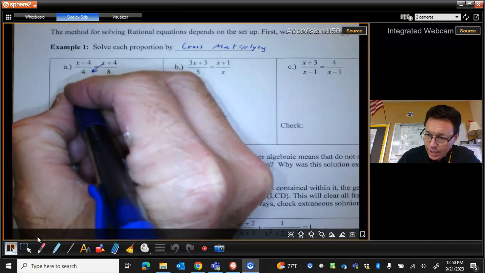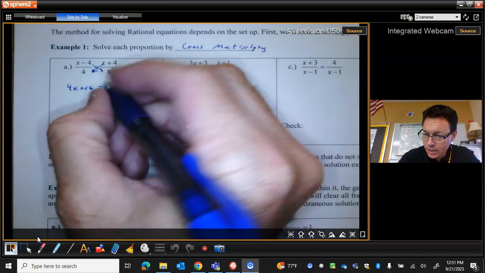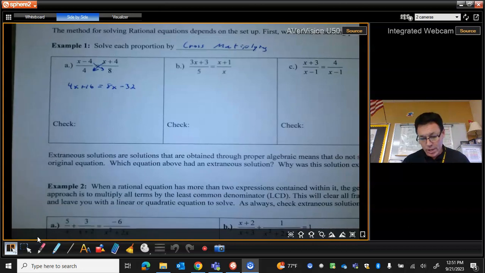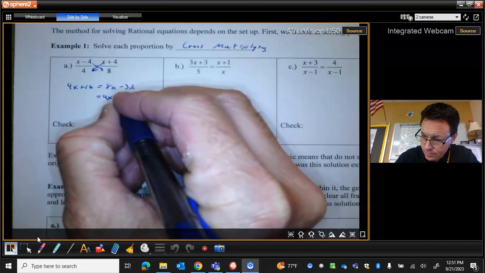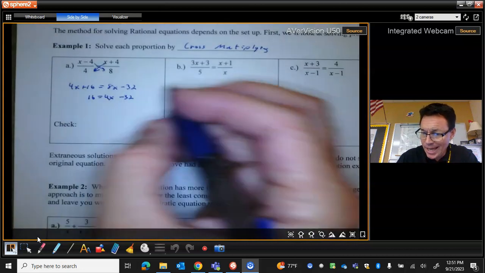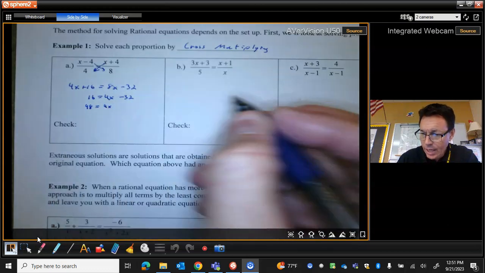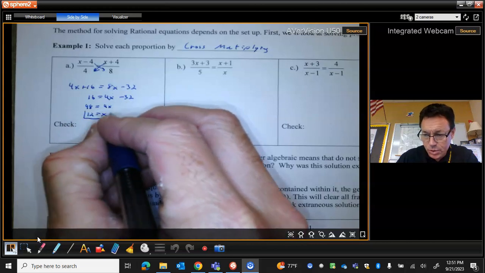That's going to give me 4x plus 16 equals, and then I'm going to multiply these two. That's going to give me 8x minus 32. And now I have an equation that doesn't have any fractions. Okay, and that's kind of what I want. This is just an Algebra 1 problem. I'm going to get my x's together. I'm going to move the 32 to the other side by adding 32. And then I can divide both sides by 4 and get 12 equals x, or x equals 12, and that is my solution.